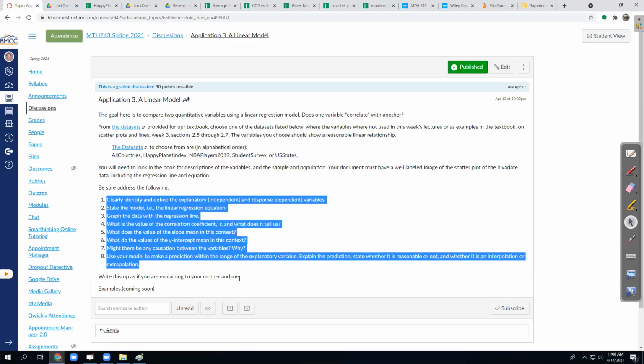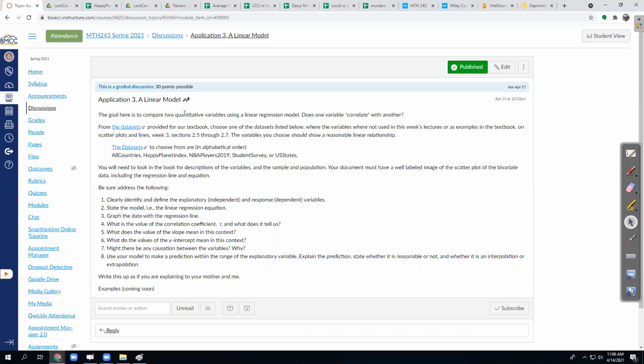Three main things I asked you to explain to me. What does the correlation tell us? What does the slope tell us? What does the y-intercept tell us? And then make a prediction. What does the prediction tell us? Is it reasonable or not? Okay, next, let's do one more example before we do some other kinds of visual displays of data.